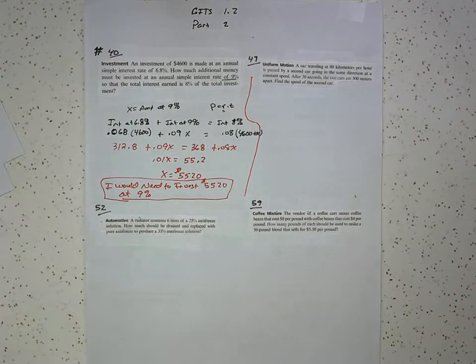Number 47 is a uniform motion problem. Now, I like to start these out with just a quick diagram, just to bring our thinking around. So, uniform motion. A car is traveling at 80 kilometers per hour. It's passed by a second car going in the same direction at a constant speed. After 30 seconds, the two cars are 500 meters apart.